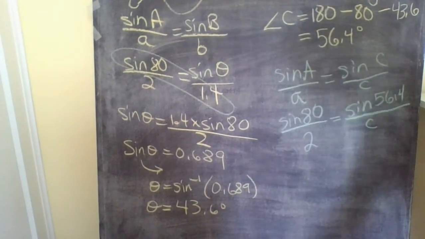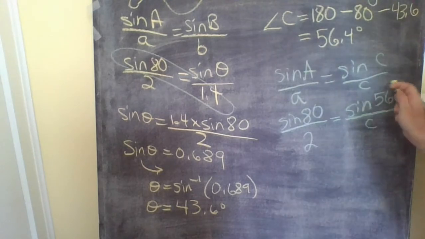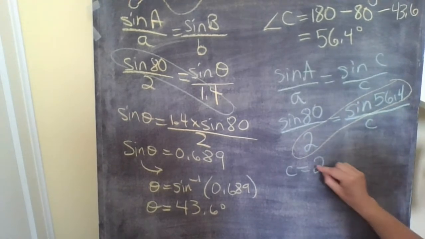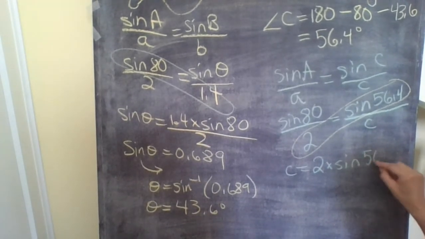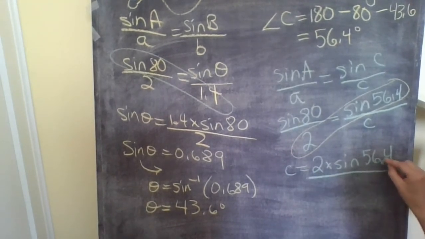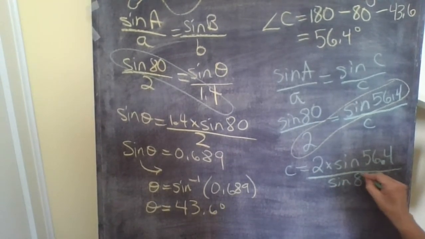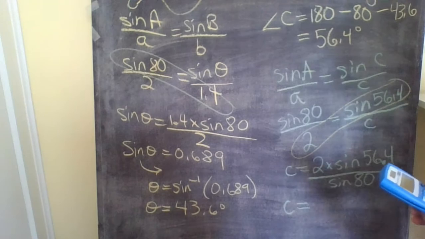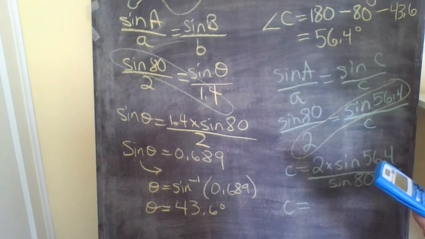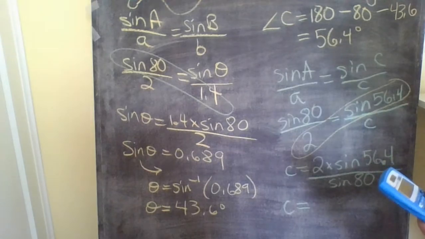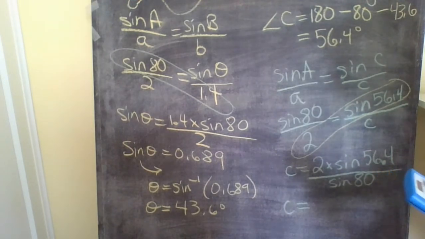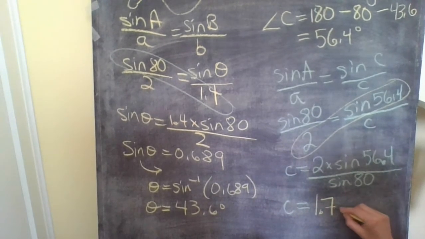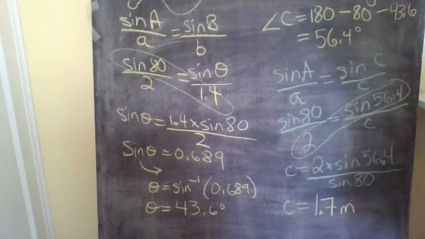Okay, so let's finish that up. Cross multiply here, so the two numbers that are diagonal from each other, we're going to multiply. So that c equals 2 times sine 56.4 divided by sine 80. Throw all that in your calculator, and what do you get? Let's see, 2 times sine 56.4 divided by sine 80 is 1.69. So that rounds to 1.7. And we are dealing with meters. And there you have it, folks.